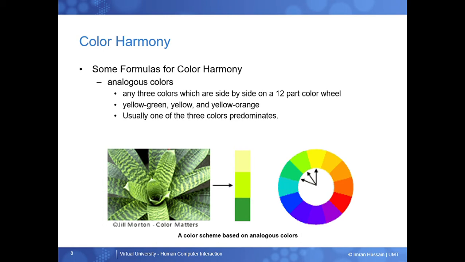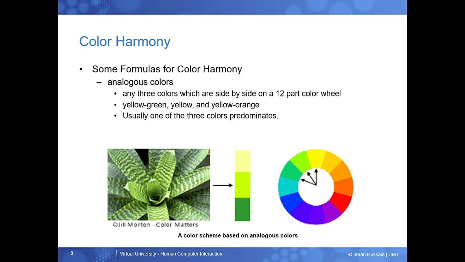So these are theory-based pa lang na color harmony. And then next time I'm going to teach you also some other ways on how to create a color palette. But basically, this is like the foundation of such.